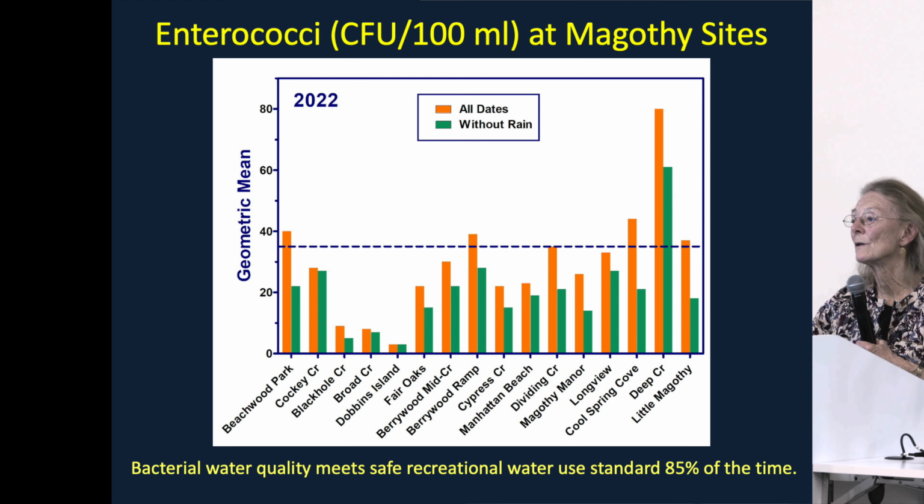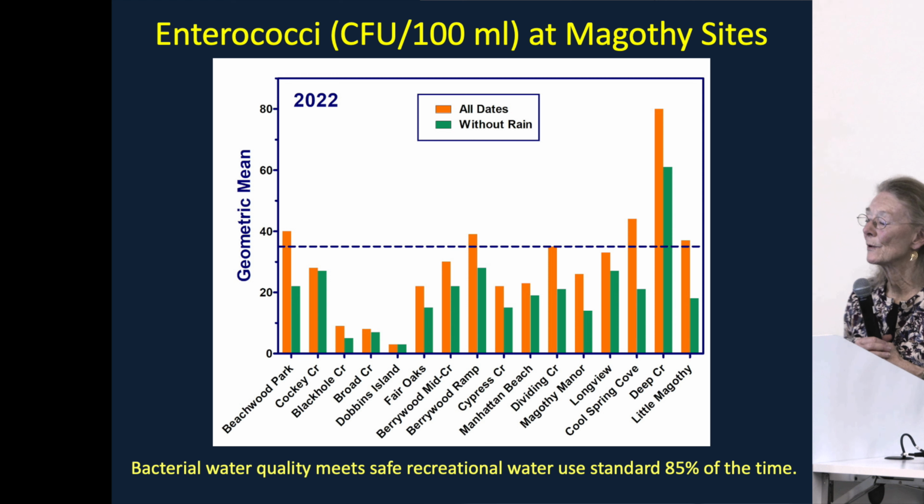This dotted line across here is at 35 enterococci per 100 mL. And so that tells us that most of the time, as a matter of fact, when you do the calculation, 85% of the time, sites throughout the watershed are good for recreational use.